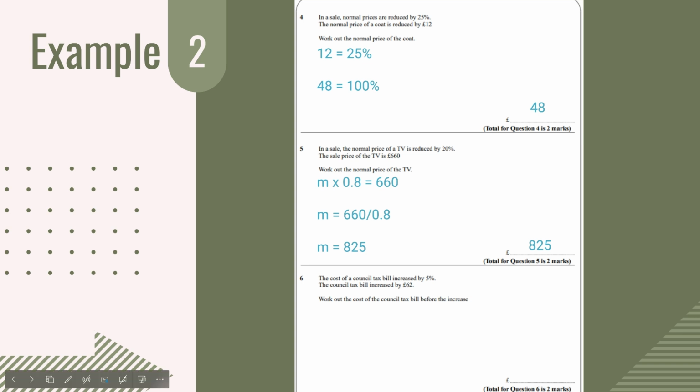In our third question, the cost of a council tax bill increased by 5%, and the council tax bill increased by £62. Work out the total cost of the council tax bill before the increase. So here we use the same formula as we did in our very first question. A £62 increase is equal to the 5% increase. So if we times 5 by 20, we get 100%. So we do 62 times 20, we'll get 1,240, which is the total cost. So the final answer for the total cost of the council tax bill before the increase is £1,240.